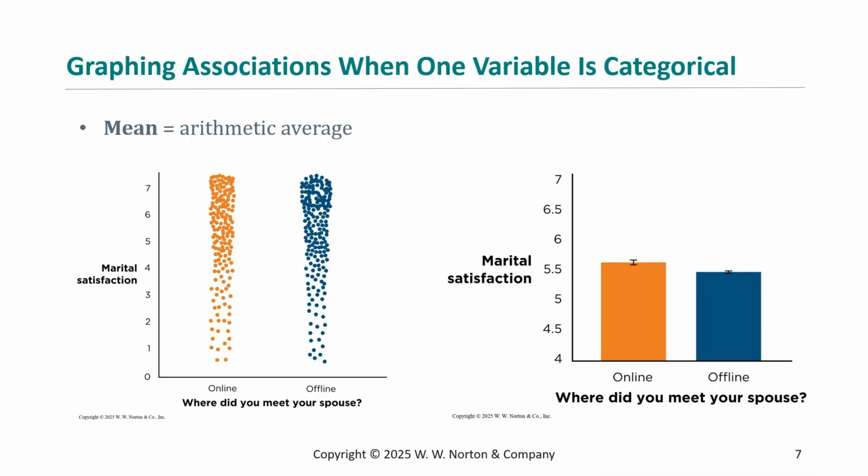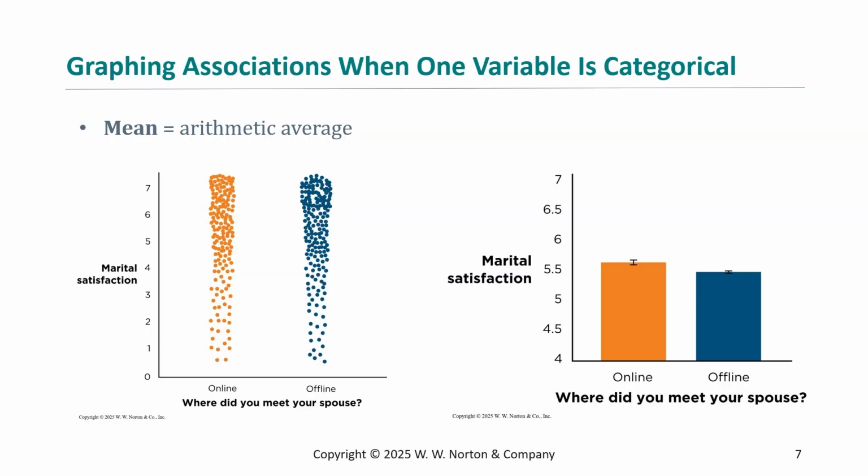It's much more common, though, to plot the results of an association between one quantitative variable and one categorical variable in a bar graph like the one pictured on the right. In a bar graph, each individual is not represented by a data point. Instead, we show the mean of each group, in this case for marital satisfaction for those who met their spouse online, and the average for those who met their spouse offline. Here, the online mean is slightly higher than the offline mean, corresponding to a weak association between the two variables.